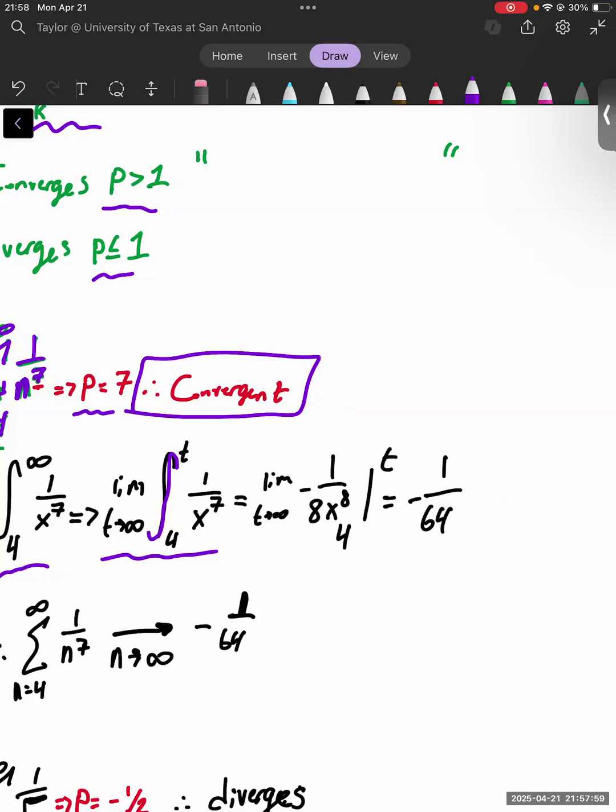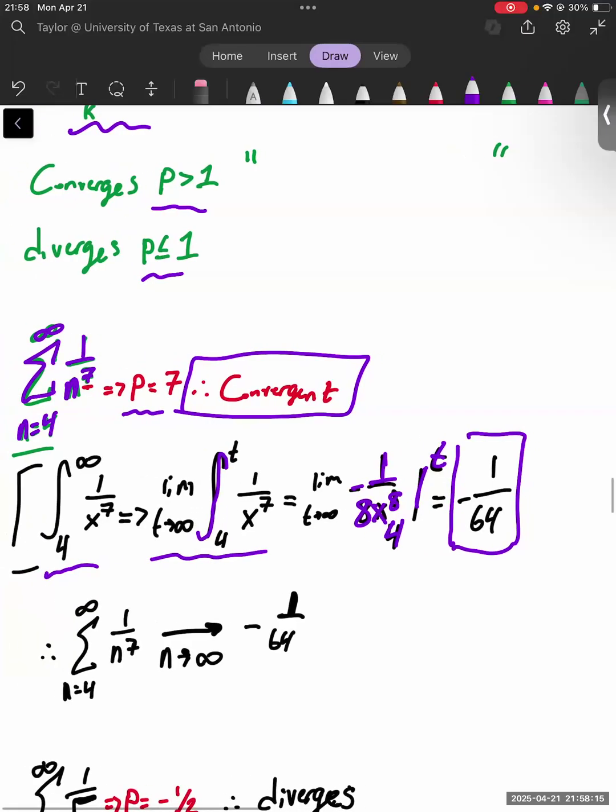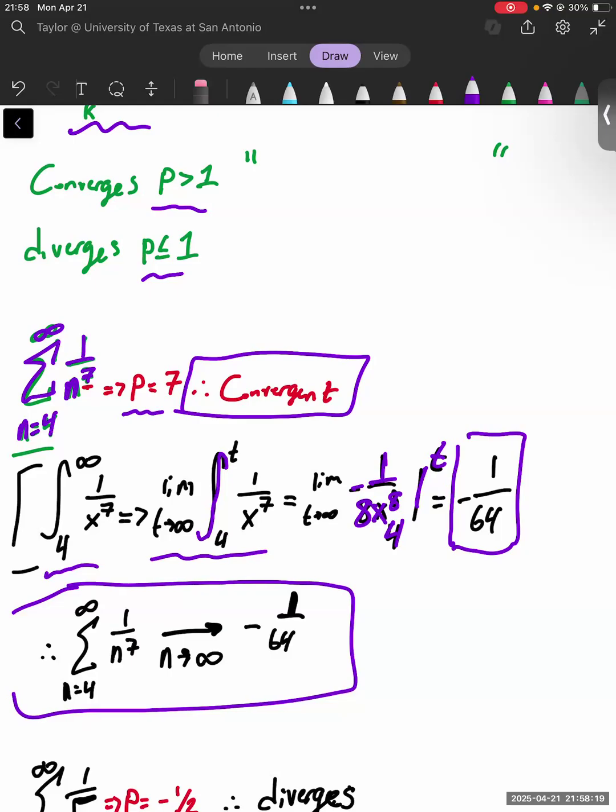Evaluating that, I get negative 1 over 6x to the 6th, from 4 to t, and we see that this converges to 1 over 64. Therefore, because this integral converges, we say that our series converges to 1 over 64.